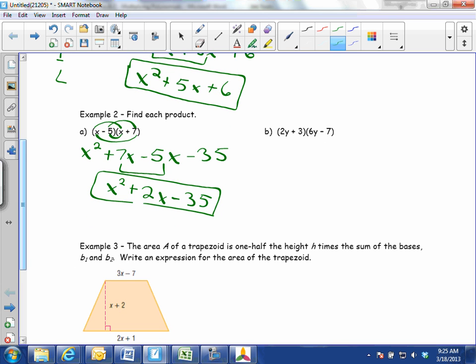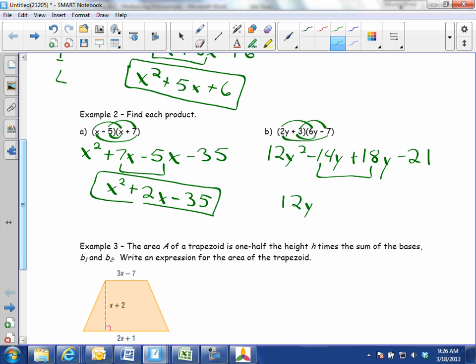All right, let's see. Tell me what you did. 2y times 6y gives me 12y squared. Good. And 2y times negative 7 is negative 14y. Awesome. And 3 times 6y, so 18y. And 3 times negative 7. Then you can put the two y's together. Good. Negative 14y plus 18y. Oh, I forgot to put the 1. So 12y squared and then 4y.